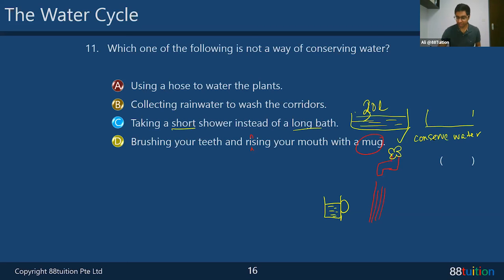30 liters, you see how much water you need to fill up a bath. But probably a shower, maybe next time you can stand under a shower. Now, you might use up about 10 liters or 20 liters. Short shower. If you take a long shower, then it's different. A long shower may be the same as a long bath. So in the end, you are not saving anything. So this one would conserve water. Collecting rainwater. What about the other two?